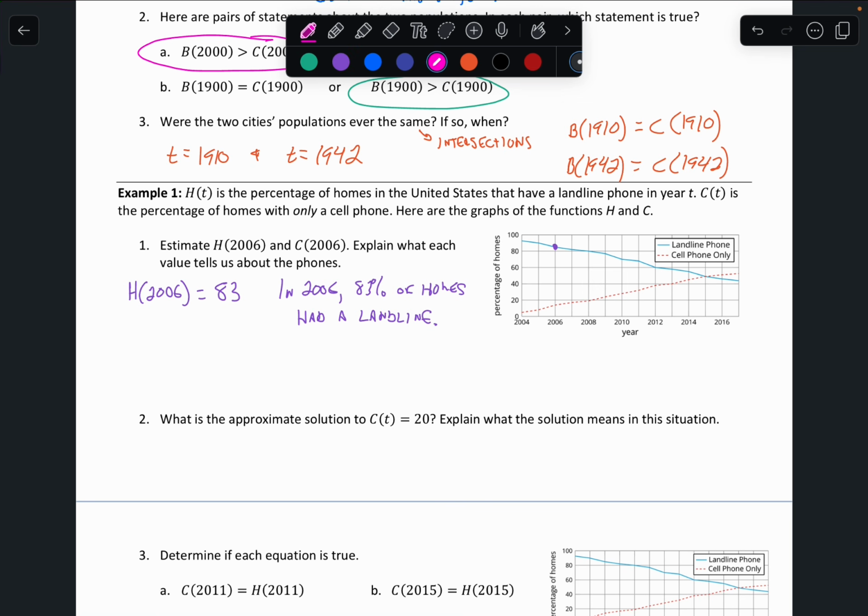Now let's look at the cell phones in 2006. So in 2006, if 83% had a landline, then about 17%, the remaining, is going to just have cell phones. So in 2006, 17% of homes had just a cell phone.